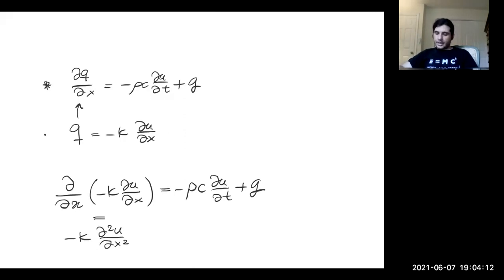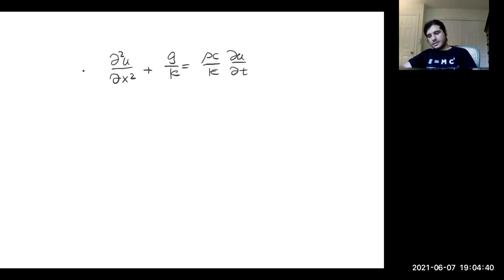Okay, and we can divide everything by k. So if we divide everything by k and multiply by -1, we would see the second derivative of u with respect to x plus, I will bring g to the left-hand side too, would be equal to rho c over kappa times partial u partial t. Now this thing here is a constant. We show that with k.